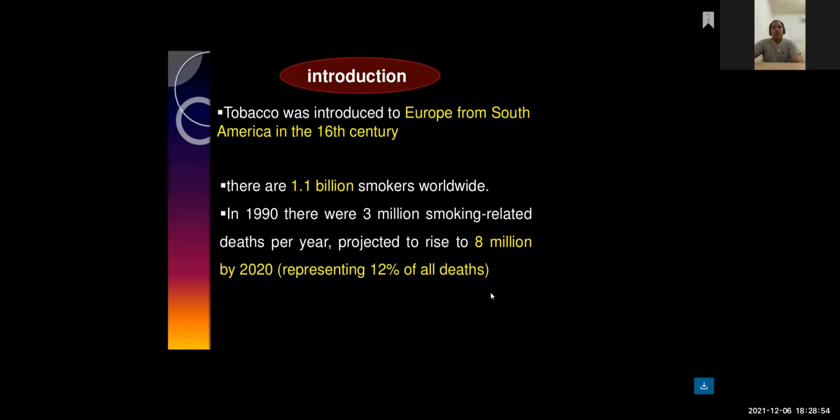Tobacco was introduced to Europe from South America in the 16th century. There are 1.1 billion smokers worldwide. In 1990, there were 3 million smoking-related deaths per year, projected to rise to 8 million by 2020, representing 12% of all deaths.